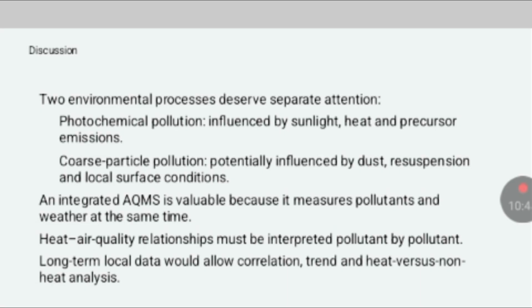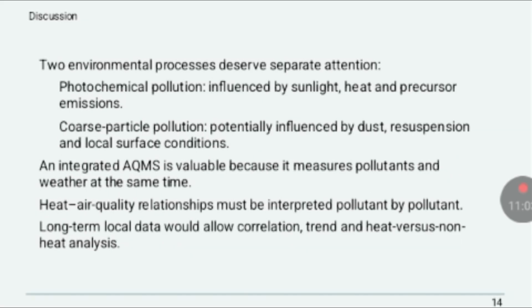Then there comes a discussion, where I interpret the findings. Two major environmental processes became particularly important. The first is the photochemical reaction, especially ground level ozone. This type of pollution can be influenced by sunlight, temperature, and precursor emissions. Second is PM10, as I discussed earlier, that we should take some steps to control this.